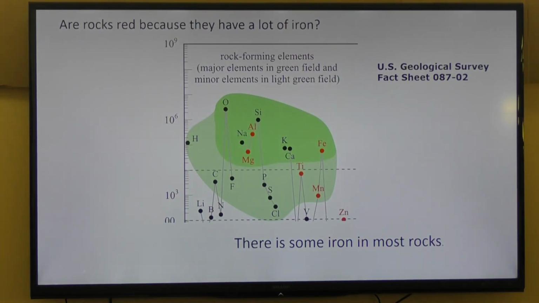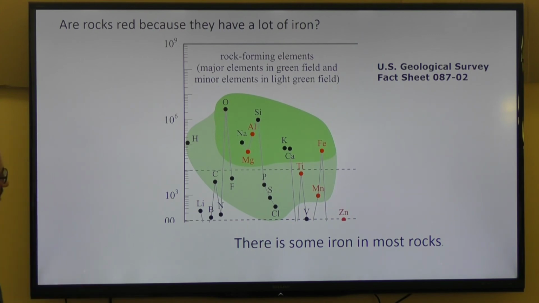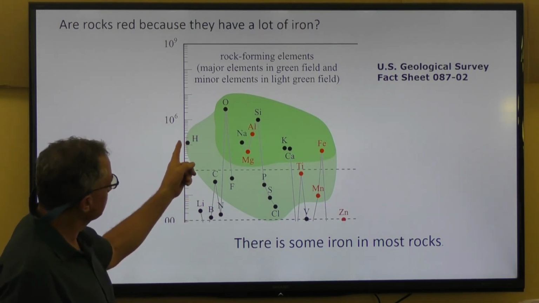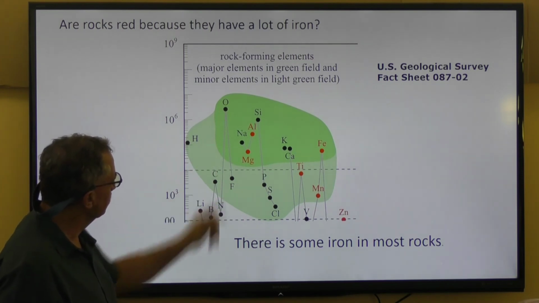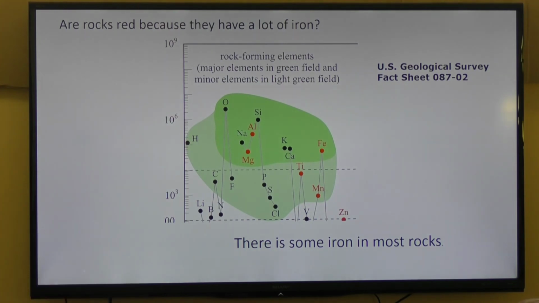Right, so our rocks are red because they have a lot of iron. So this is a fact sheet published by the USGS. The most common elements in the Earth's crust. And the reason it's graphed this way is they go by atomic number. So there's hydrogen, lithium, carbon. Right, so the most common element in the Earth's crust is oxygen, by far. So all the rocks that we're walking on, the most common constituent in there is oxygen. By a long ways.